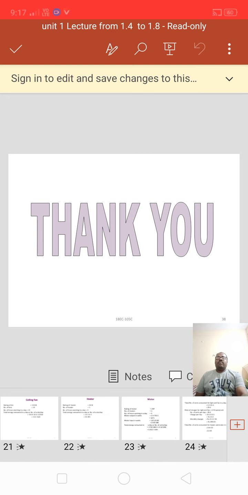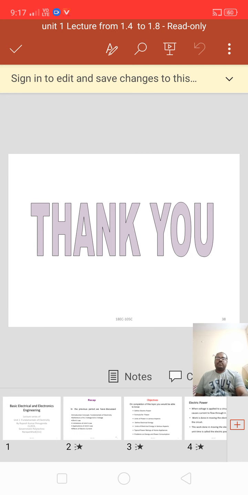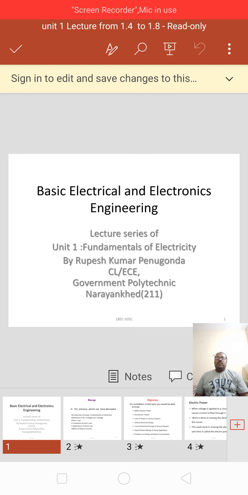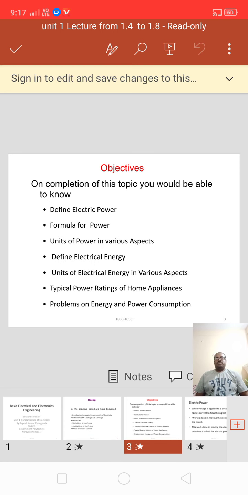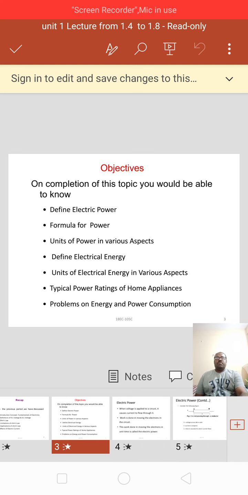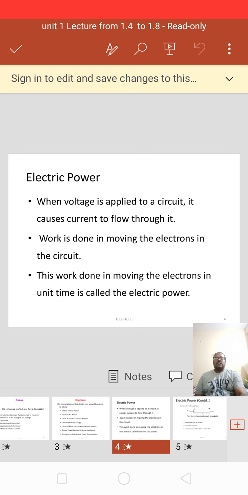Let us take one glance at the lesson which we completed now. Objectives: mainly the objectives are electric power, formula for power, units of power, electrical energy, units of electrical energy in various aspects, typical power ratings, and problems on energy consumption and power consumption.